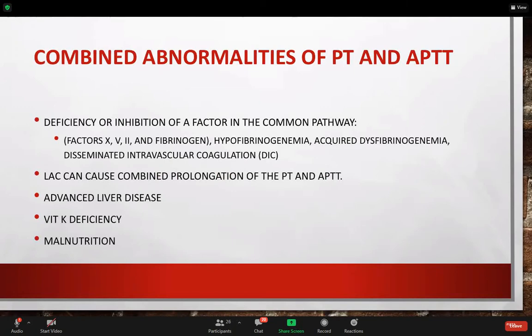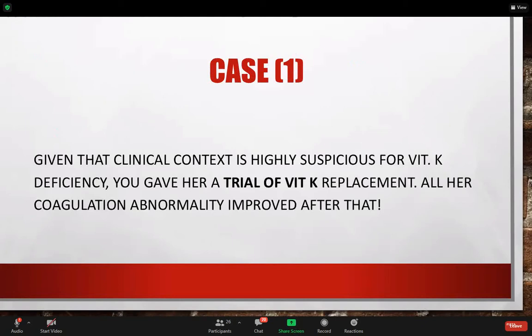Okay, so when you have combined abnormal PT and APTT, think about deficiencies or inhibition of the factors in the common pathway. We talked about those, as well as lupus anticoagulants, which can lead to this combined prolongation of PT and APTT, advanced liver disease, vitamin K deficiency, as well as malnutrition. So when you have prolongation in PT and APTT, those are your differential diagnosis.